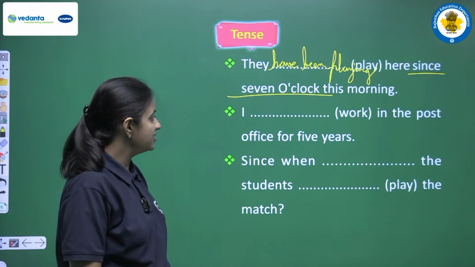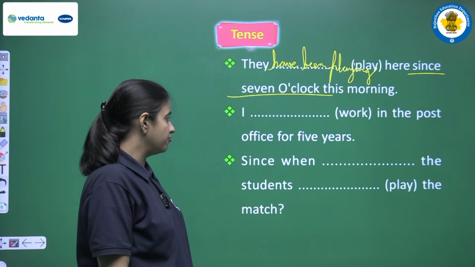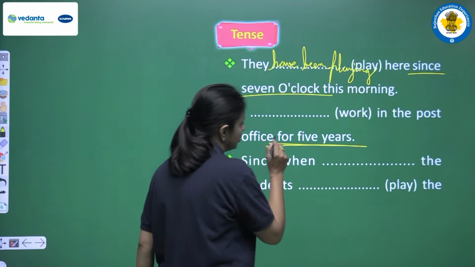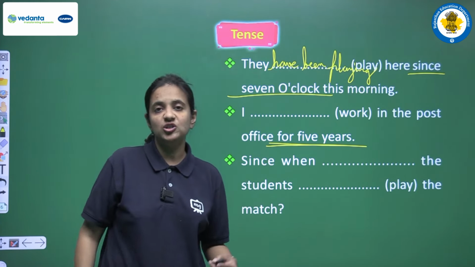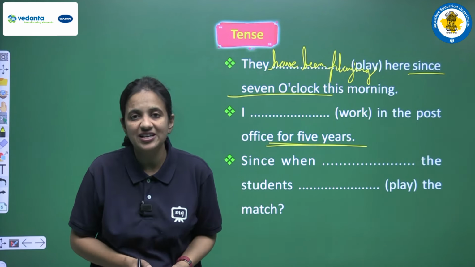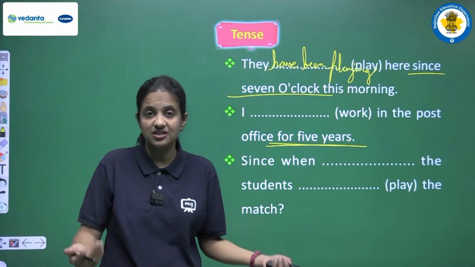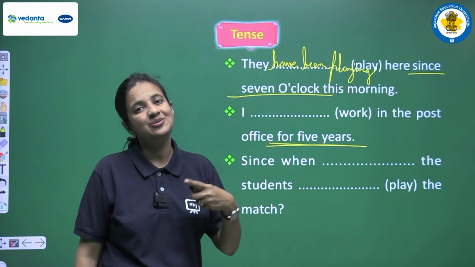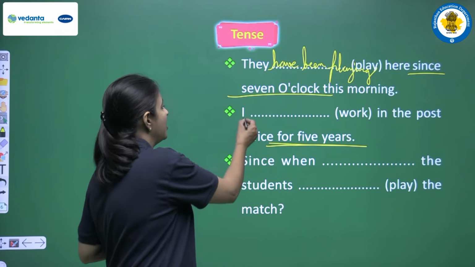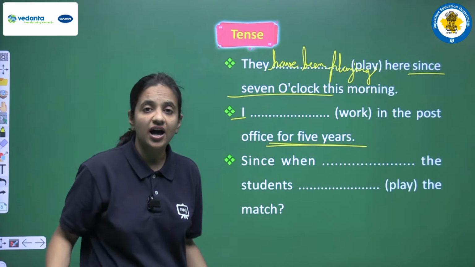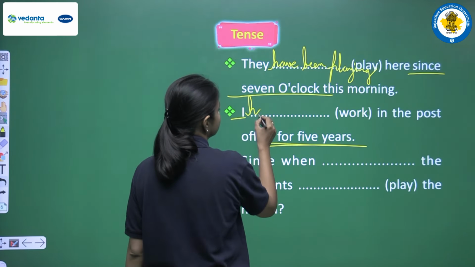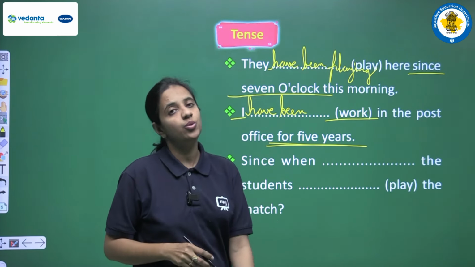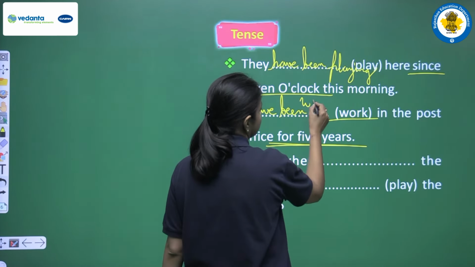Okay. Next is: I work in the post office for 5 years. Again we are having for plus time, for 5 years. We also discussed the difference between since and for, the uses of since and for actually. So now we are having for plus time. So yes, this is also present perfect continuous tense, and now we are having I as a subject. So for I we have to use have been. I have been, first form is work, work plus ing, it will be working.